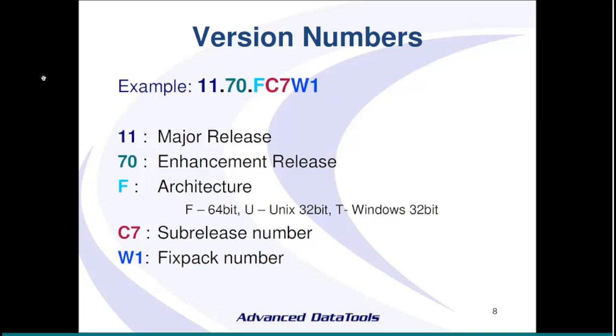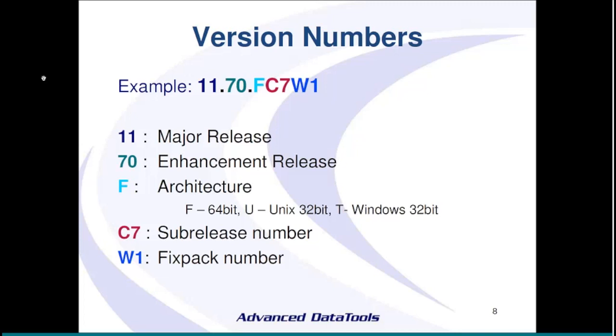Then .70 is the enhancement release. This is the fairly major releases. The major release will be 11 to 12, and then 13 will probably be the next one, I would assume. Then the enhancement releases are an internal number. For 11, it started with 11.1, it went to 11.5, then 11.7. It's on 12.1 currently. The architecture is what kind of system is it running? If it's 64-bit, it's usually F. If it's U, it's a Unix 32-bit. T is Windows 32-bit. There's a few others for more obscure hardware, but those are the three most common ones.